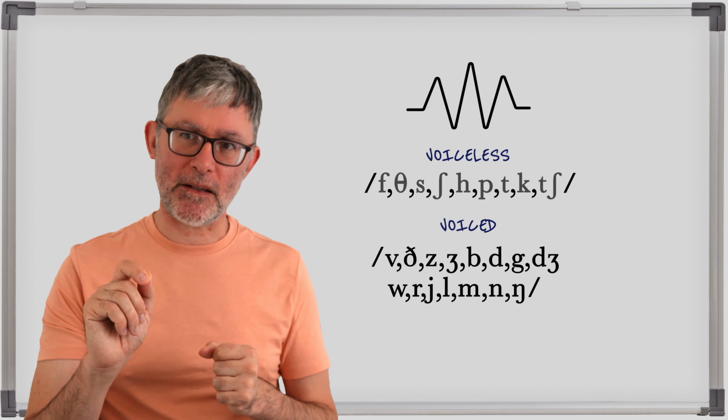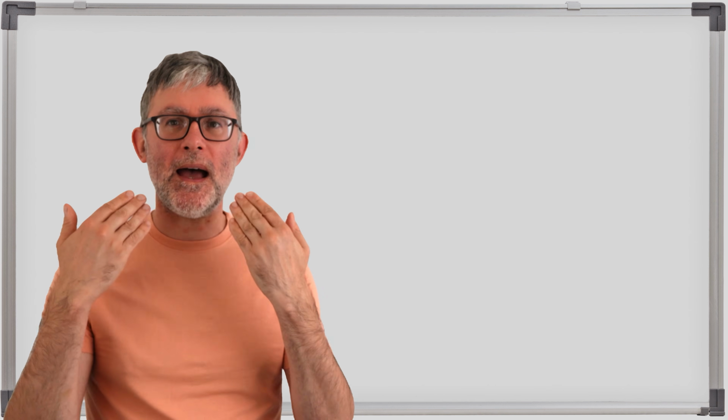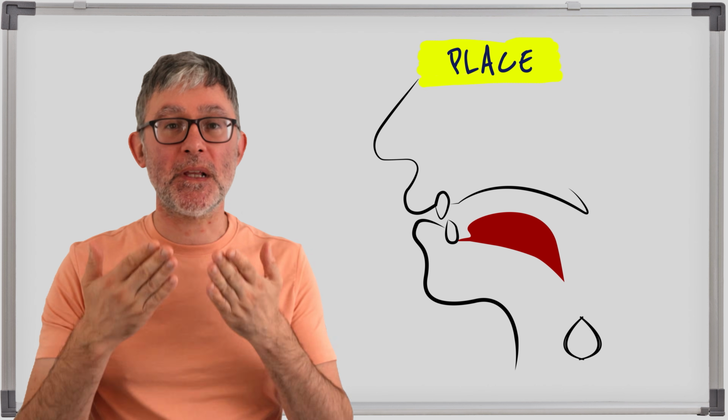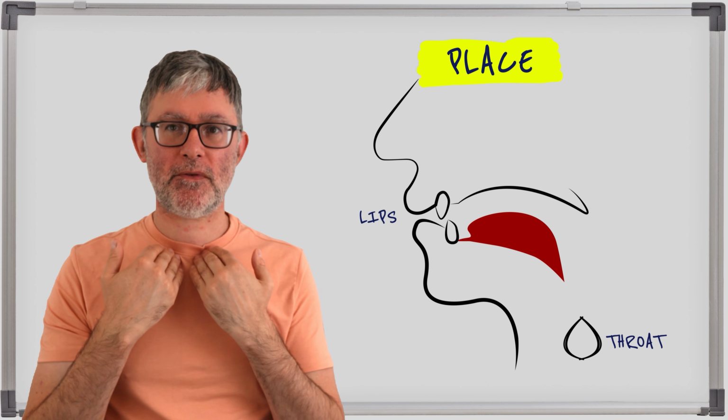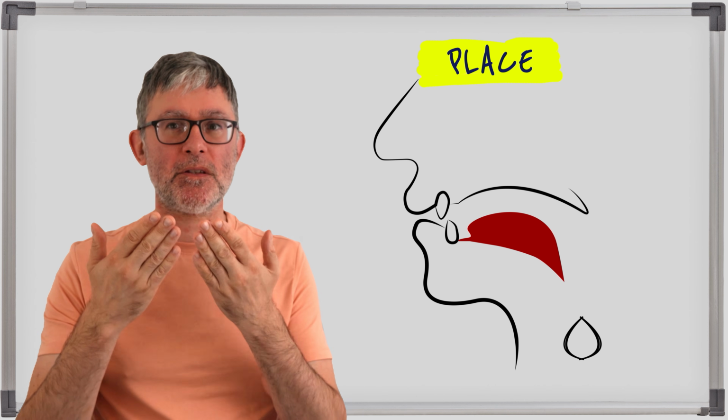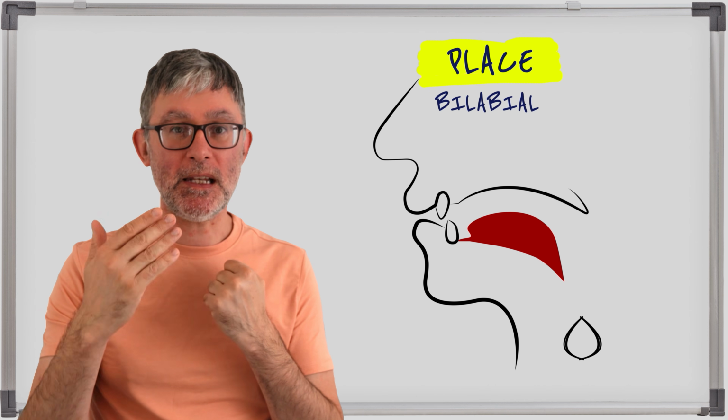The next thing to consider is place. Where are we stopping the air? In English, we use places from the lips all the way down to the throat, and I'm going to show you all of the sounds going from the front to the back, starting with the lips.